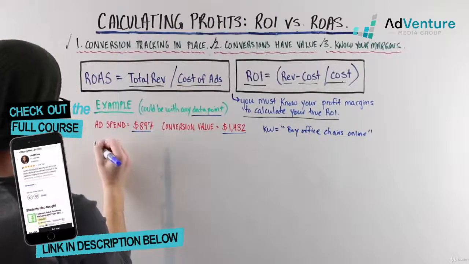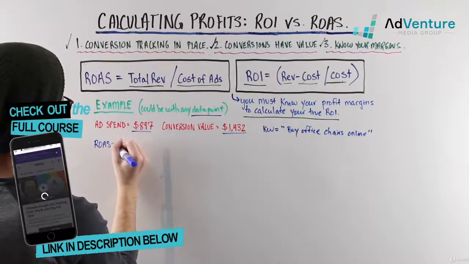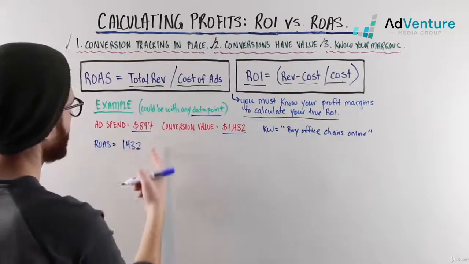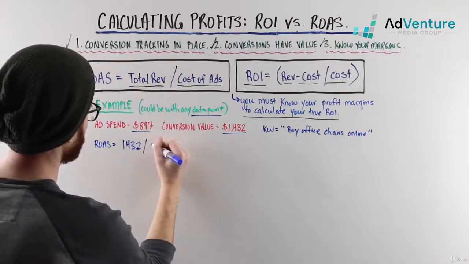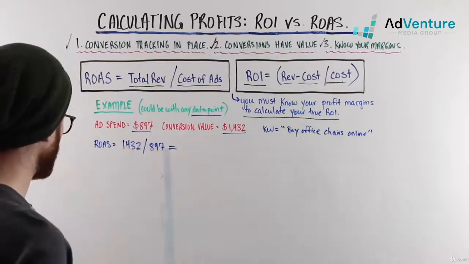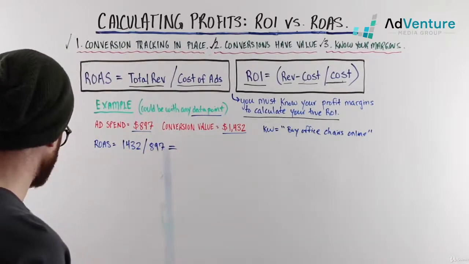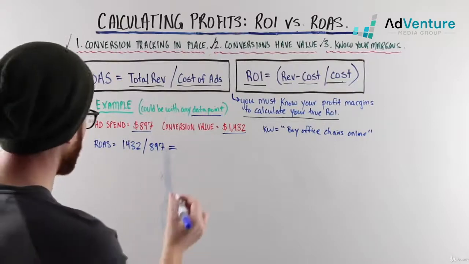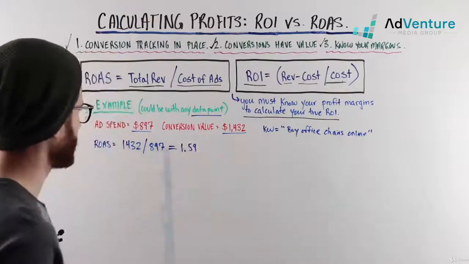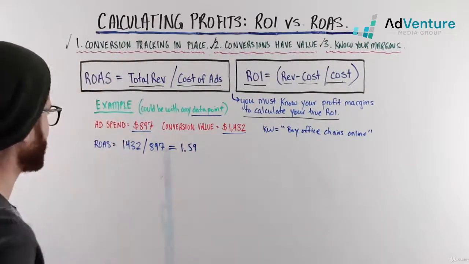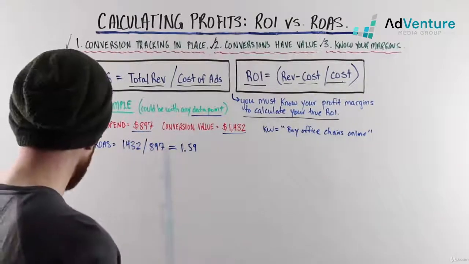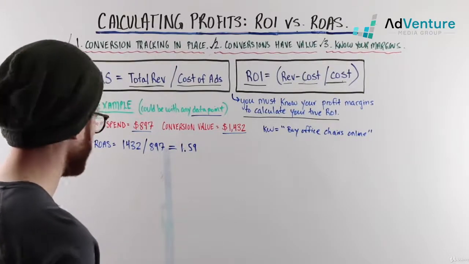So we have ROAS equals 1432, right? 1432 for our total revenue, simply divided by the cost of ads, divided by 897. And if you open up your calculator and take a look at what that is, the answer is 1.59, okay? If you don't believe me, check it for yourself, but I'm pretty sure this is right. So return on ad spend, we take 1432 divided by 897, that equals 1.59. But what does that number 1.59 really mean? Okay? Well, let me tell you.